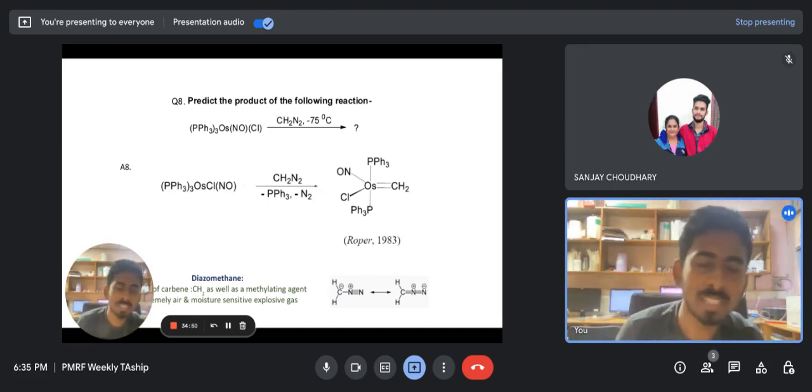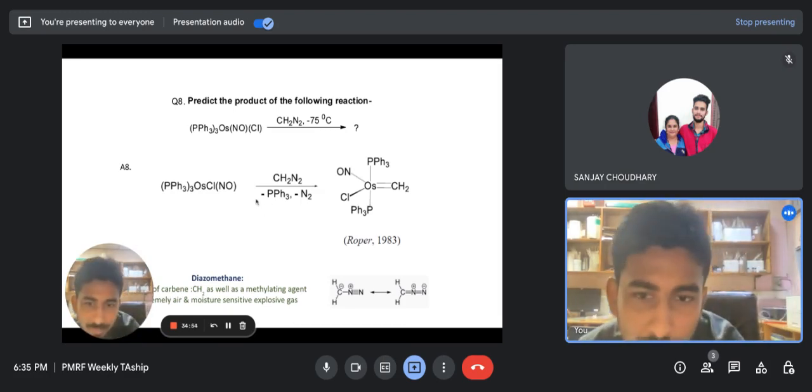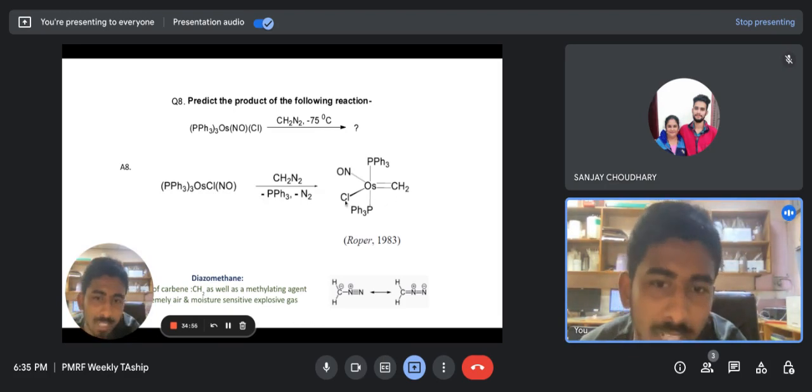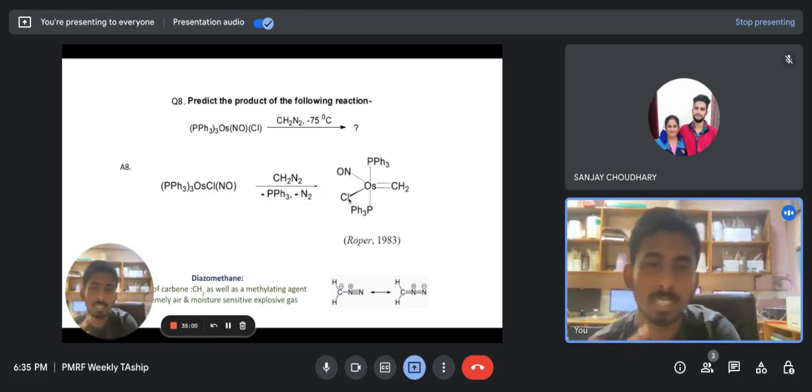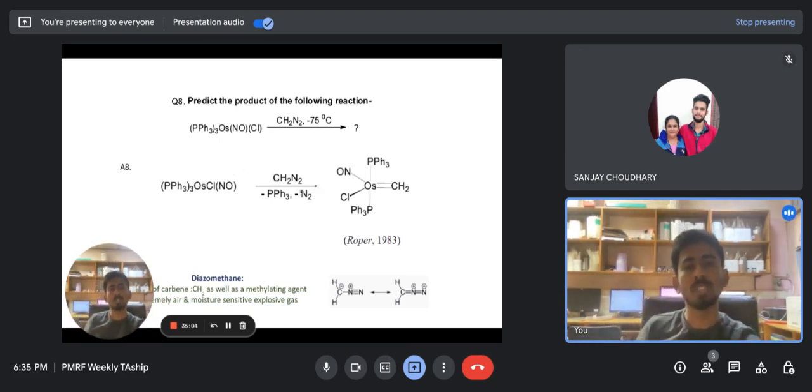Firstly, one of the neutral ligands, PPh3, will be dissociated, and this osmium Cl moiety will be there, with the NO and Cl remaining, but this will be attacked by this CH2, with the concomitant release of the dinitrogen molecule. So osmium will have a double bond with the carbene center of this CH2. So the osmium carbene compound will be formed.